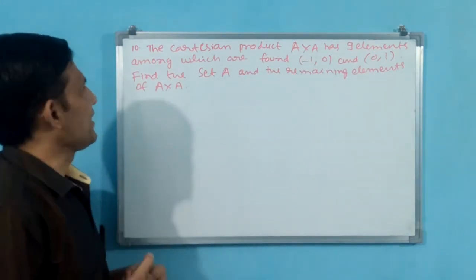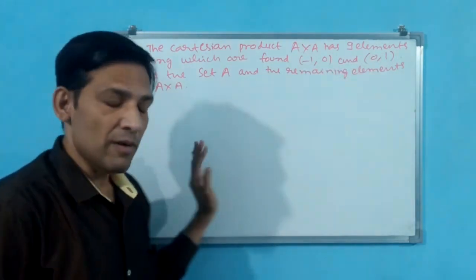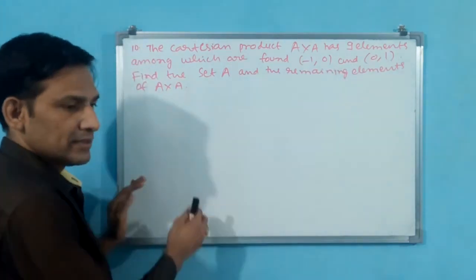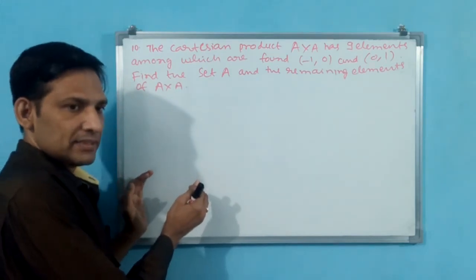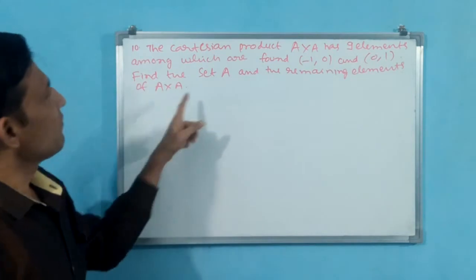A cross A has 9 elements, among which are found (-1, 0) and (0, 1). See, among the 9 elements or 9 products of A cross A, he has given 2. The remaining 7 he has not given. Find the set A.